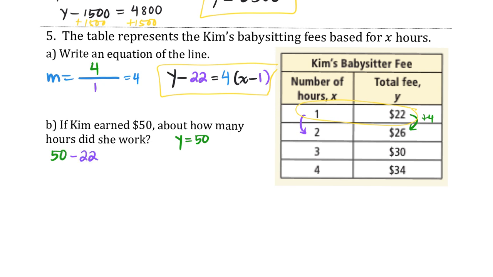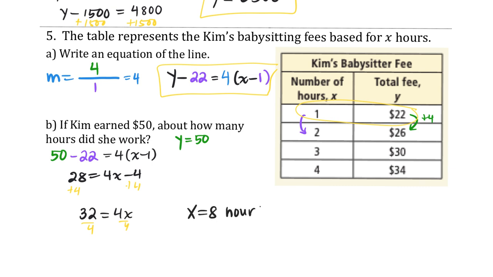50 minus 22 equals 4 times x minus 1. 50 minus 22 is 28. I'm going to distribute: 4x minus 4. Let's add the 4 over. So 32 equals 4x, and then if I divide by 4, I get x equals 8. The units for x are hours, so if she works 8 hours, she will earn $32, which is far less than minimum wage. You should get paid more than that, but that's a fake number.